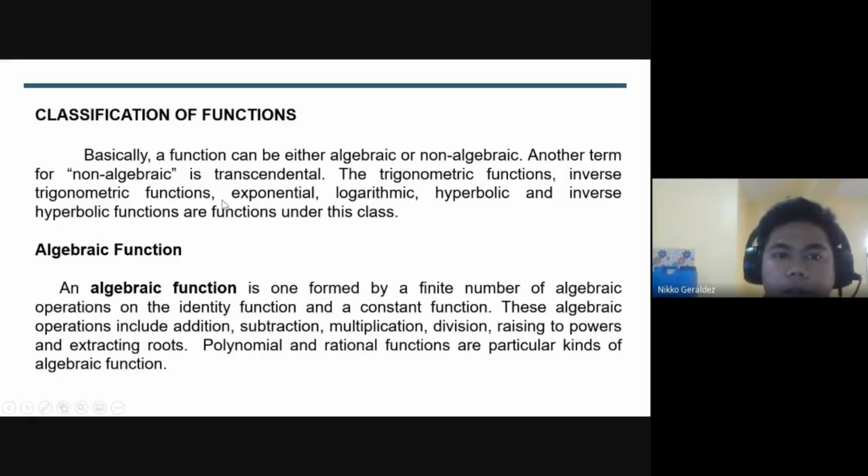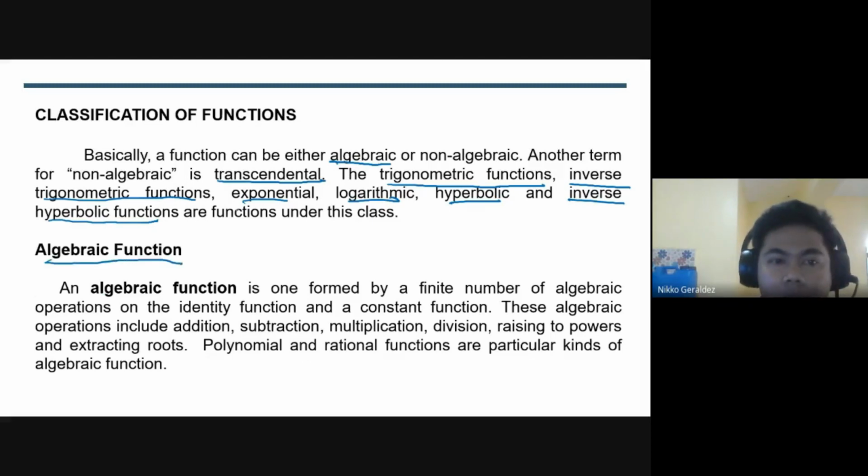Multiplication of functions, no? So a function can be either algebraic or non-algebraic. When we say non-algebraic, it is also called the transcendental function. It includes trigonometric functions, inverse trigonometric functions, exponential, logarithmic, hyperbolic, and inverse hyperbolic. So let's focus on algebraic functions.